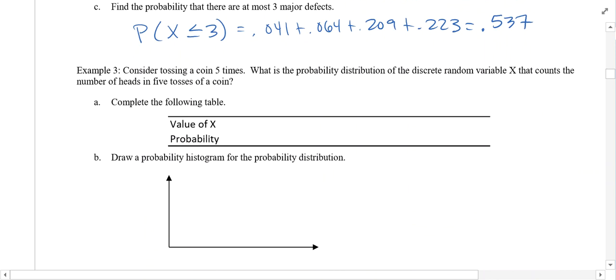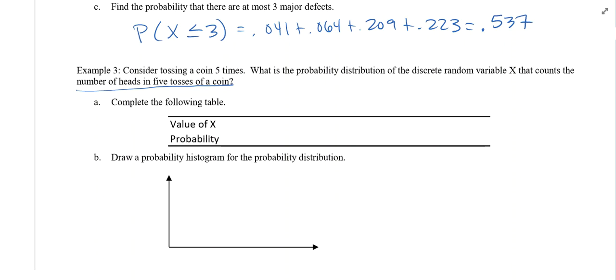Consider tossing a coin 5 times. What is the probability distribution of a discrete random variable x that counts the number of heads in 5 tosses of a coin? So we have a problem that's very similar to this, and we'll see some problems like this as we go through this chapter, but this is very much like a test problem. It'll combine this as well as binomial from next chapter.